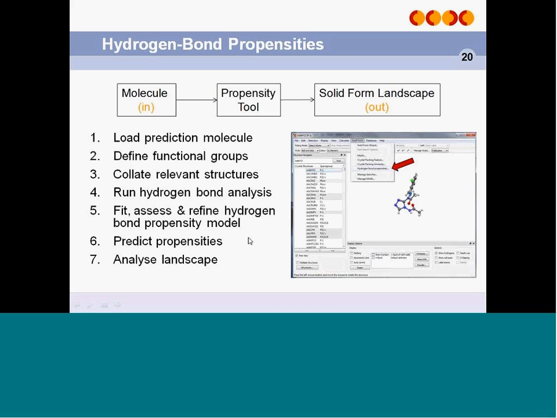And then hydrogen bond propensities are predicted for each possible motif or pair of functional groups. So at the end, we're going to get a number saying how likely for our system each pair of functional groups are to interact. So then we can efficiently analyse the landscape or the interactions possible for that pair of molecules. And again, I've shown a screenshot here showing where you have access to this tool within Mercury. So all of this is part of the Solid Form Suite.